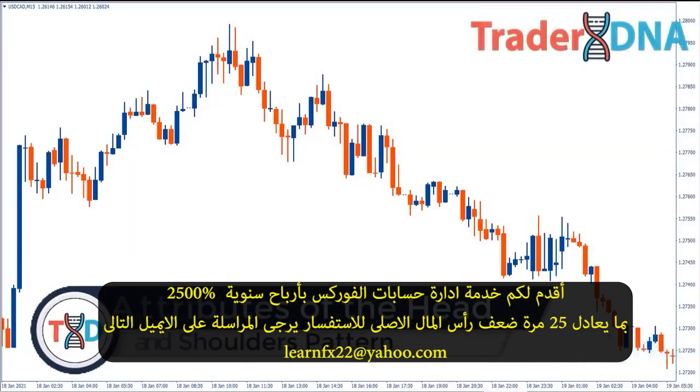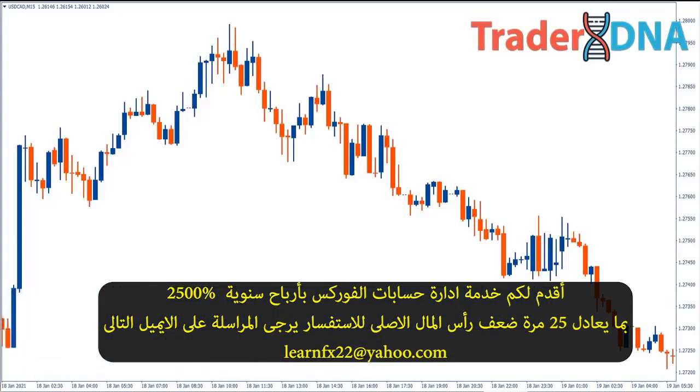Attributes of the head and shoulders pattern. Before you can trade it, you must first know the key attributes of the pattern. That way you can easily spot the most favorable head and shoulders to trade. Now let's discuss each step in greater detail.